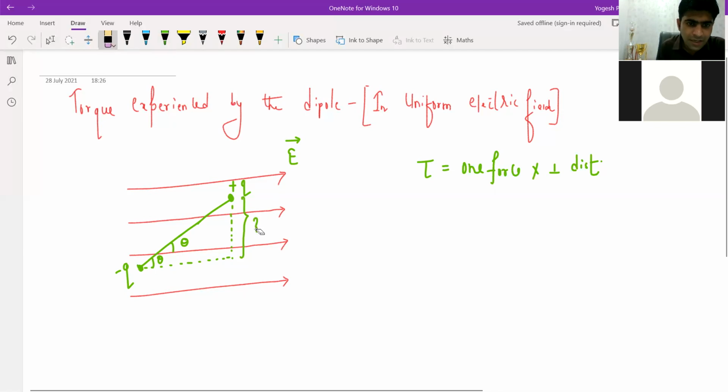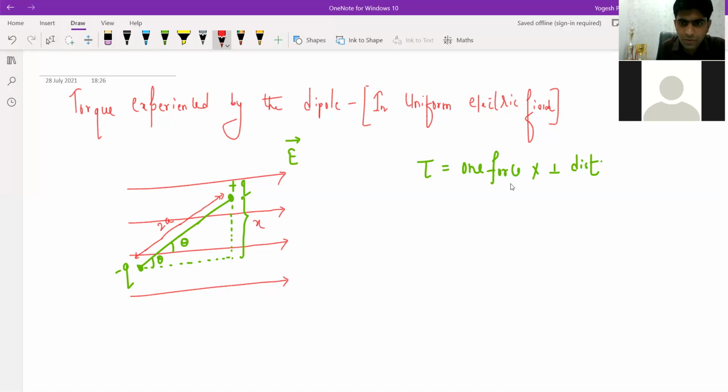And the length of the dipole, as usual as we took in the previous classes, will be 2a. The dipole length will be 2a. So now we are focused on this side. This side we have to find out. Let us say this side is x. This x is the perpendicular distance.